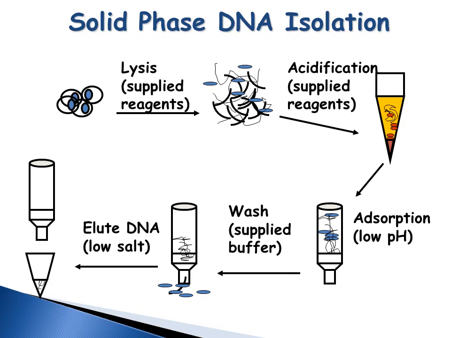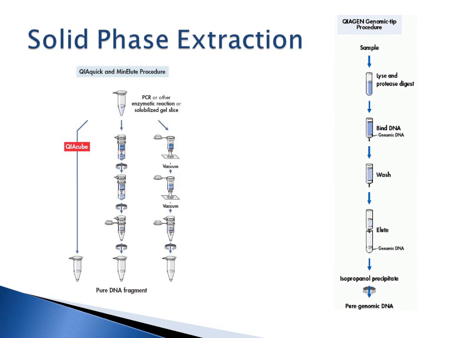You're going to wash everything through that solid membrane. Only the DNA is going to stick. And then you use your elution buffer, which is a low salt and usually some sort of a TE, and you're going to elute your DNA out of that solid matrix into the bottom of the tube.